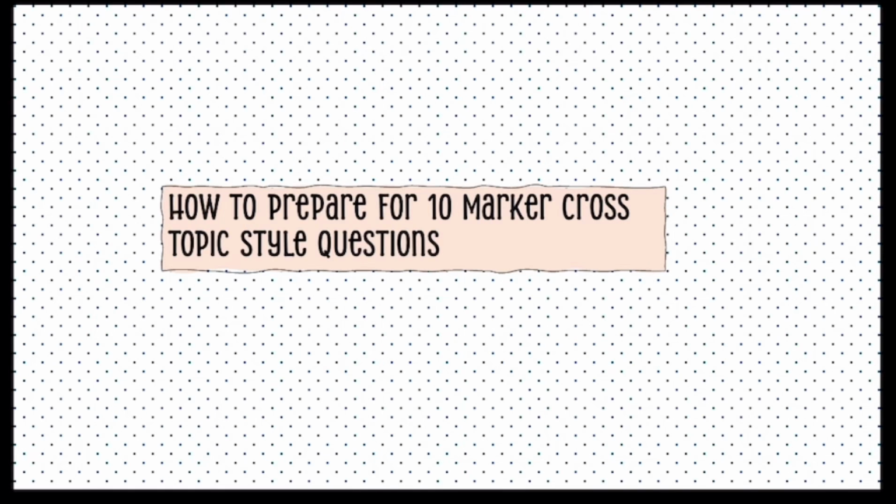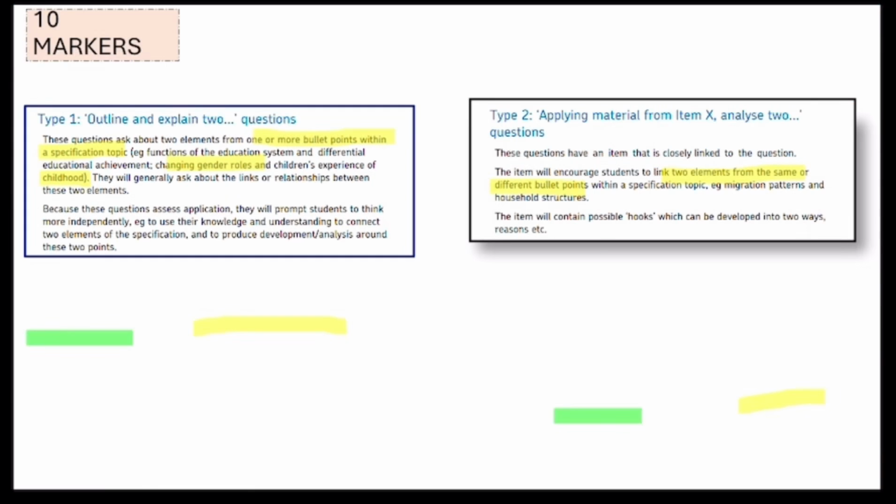So today we're going to look at how to prepare for 10 markers, but when they are cross-topic style questions. Those are quite tricky and lots of students struggle. So let's have a look at the two types of 10 markers that you could get across paper 1, 2 and 3. There's an outline and explain 2, and there is using material from the item, analyse 2. These appear across all three papers, and normally they focus on one topic area.